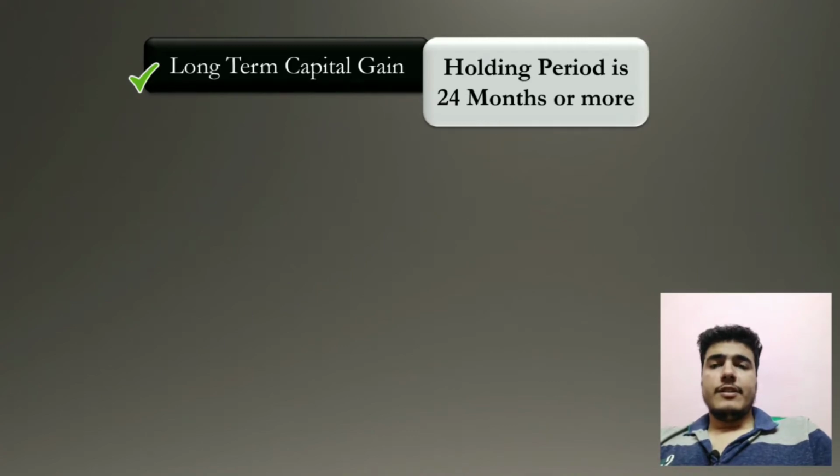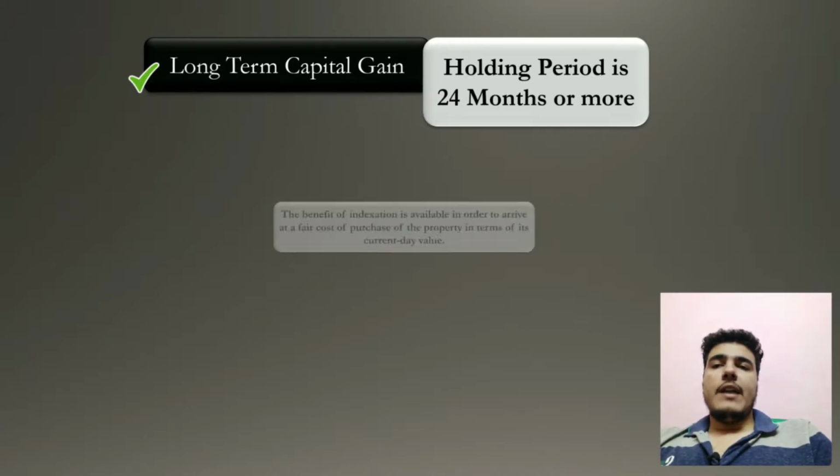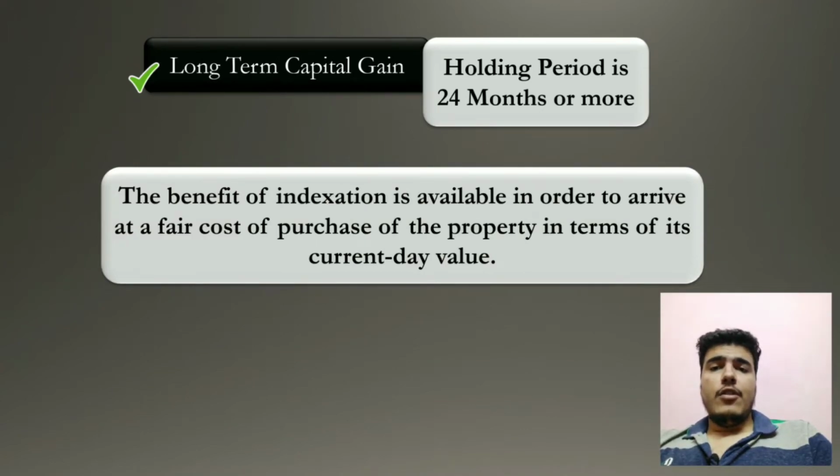Now let's try to understand long term capital gain. For long term capital gain we have to check the holding period. If the holding period of the asset is 24 months or more, then we consider it a long term capital gain. In long term capital gain you have the benefit of indexation, because you will not consider the original cost of acquisition. You have to pull it towards the current day value by the cost inflation index, which we will understand in the next slide. So your cost of acquisition will rise and at the same time your profit will decline, because we are considering current day's value, not original value.